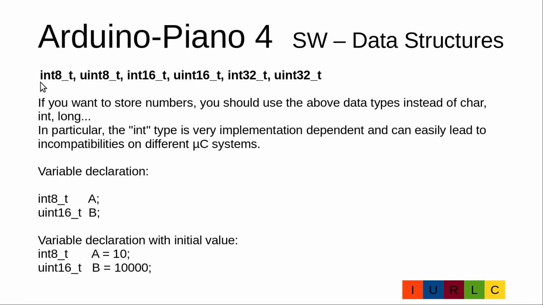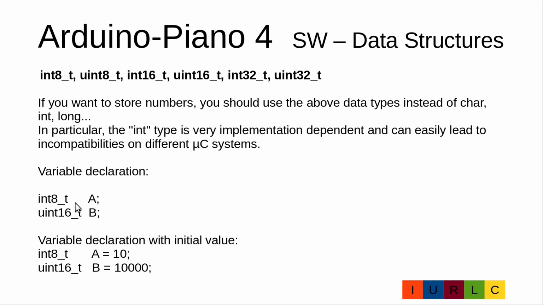The names are coded as follows. Int stands for signed integer, 8 for 8-bit, and underscore t, that the name is a type name. uint stands for unsigned integer, 8 for 8-bit, and underscore t, that it is a data type name. So we have here a 2-byte signed integer type, here a 2-byte unsigned integer type, here a 4-byte signed integer type, and here a 4-byte unsigned integer type. There are also bigger integer types like int64_t or uint64_t and so on, but these bigger types are not used in our project.